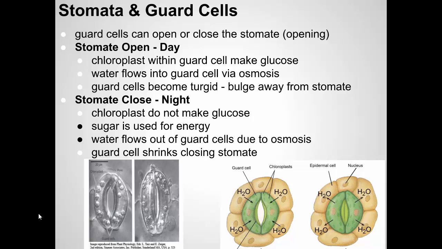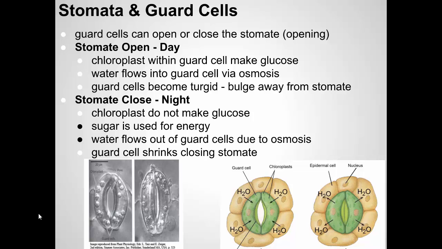The guard cells have some chloroplasts in them. So during the daytime, when light is shining on these guard cells, what are those chloroplasts going to do? What do chloroplasts do when they're exposed to light? They go through photosynthesis. And what's the process of photosynthesis end up making? Glucose. So they're making glucose, a type of sugar.